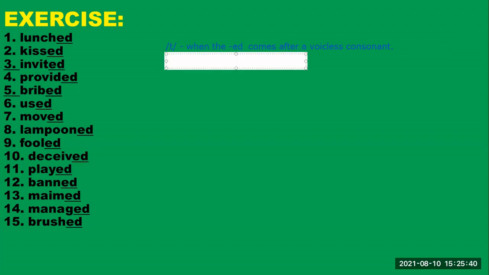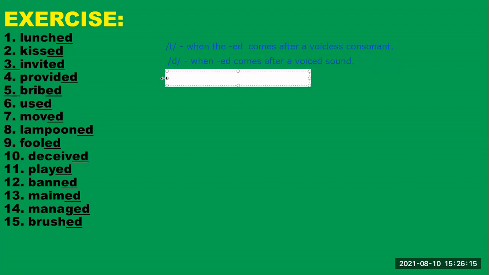Then the sound is D when ED comes after, well, let's stretch this, comes after a voiced sound. The voiced sound could be a voiced consonant or a vowel. As I earlier said, every vowel sound is voiced.